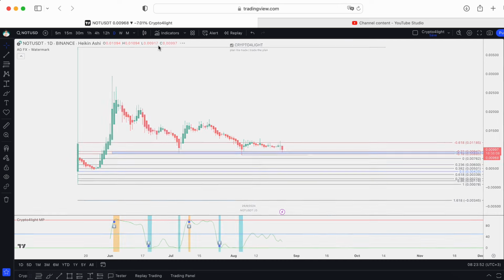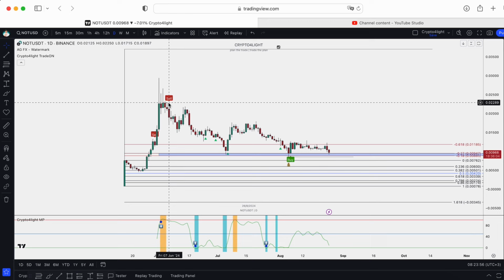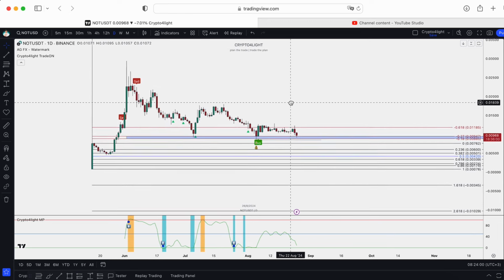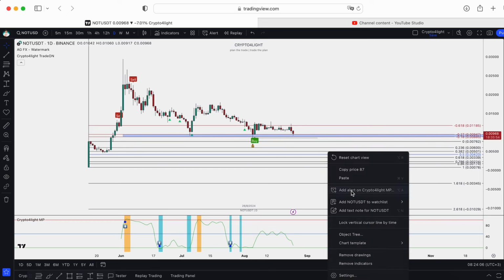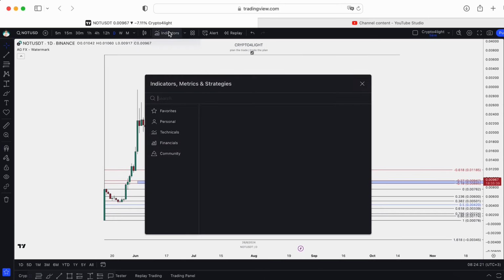Got it. Let's take a look at Trade On. It was a signal to sell, close or short position by 47% pump. No new signal to accumulate back or sell. So I would like to see, let's add, I will not buy NOTCOIN, but anyway, let's add an alert, money inflow. So when the money starts to inflow into NOTCOIN again, I will see the notification.